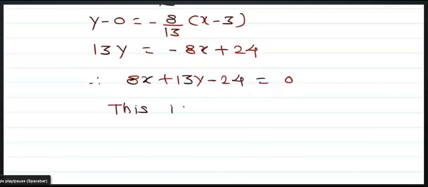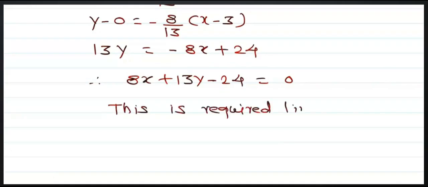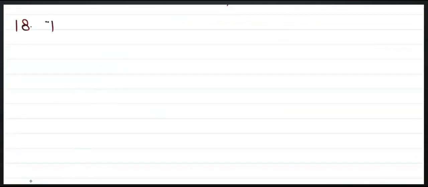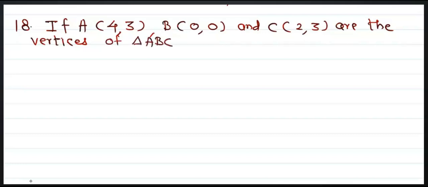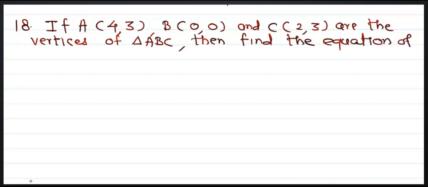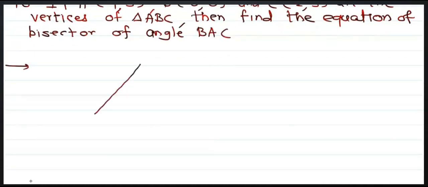X plus 13y minus 24 is equal to 0. This is the required line. Now next, problem number 18. If A(4, 3), B(0, 0) and C(2, 3) are the vertices of triangle ABC, then find the equation of the bisector of angle BAC.